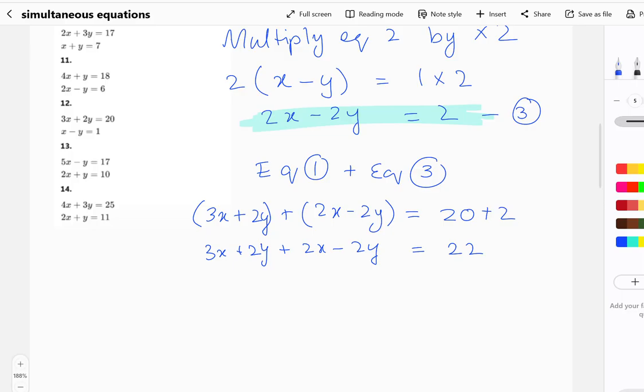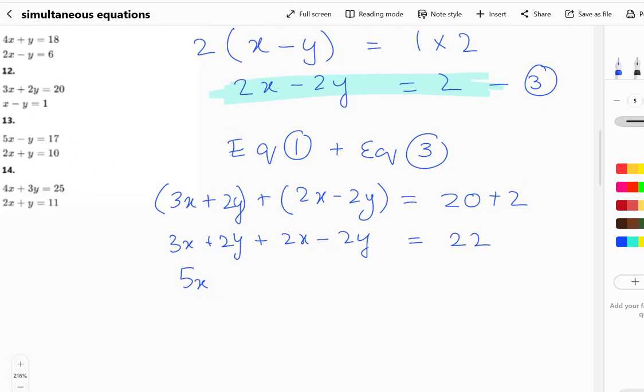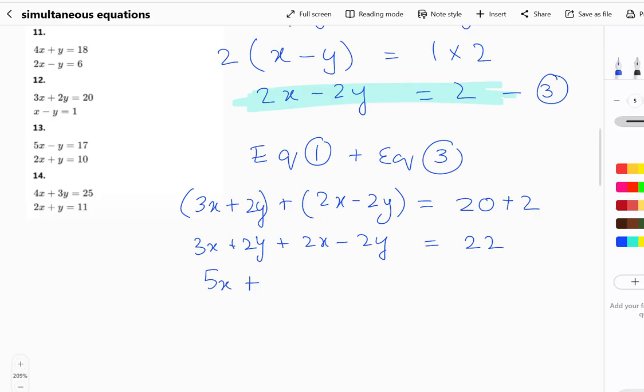Okay, now we need to solve the like terms with the like terms. This is 3x and this is 2x. 3x plus 2x makes 5x, and 2y minus 2y leaves you with nothing because they just cancel out. So you could write 5x plus 0, or you could just leave it as this. So 5x, and on the right side we have got 22.